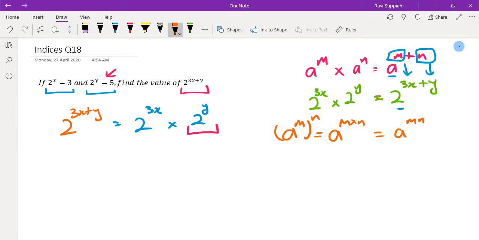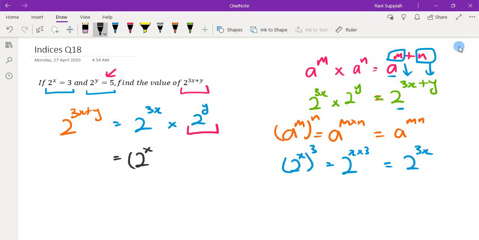Okay, so now what can I do? I can work backwards here and say what I have is 2 to the power of 3x, which is the same as 2 to the power of x times 3. 3 times x, or x times 3 is the same, so I can rewrite it as 2 to the power of x, to the power of 3 here, correct? So now you see that I am able to represent it as 2 to the power of x, to the power of 3, multiplied by 2 to the power of y.